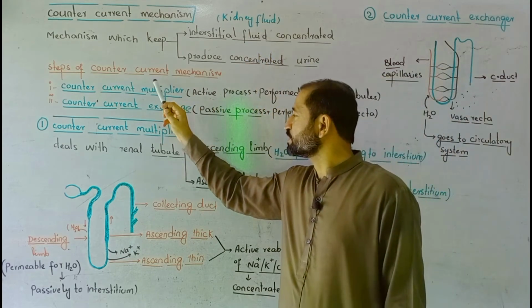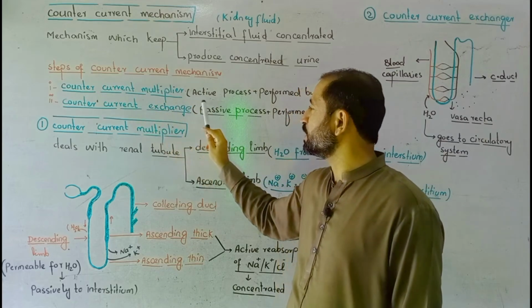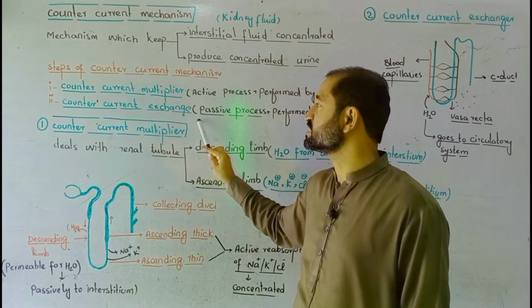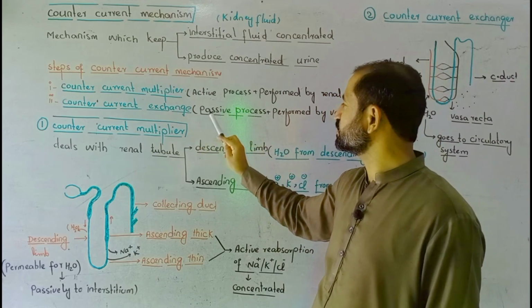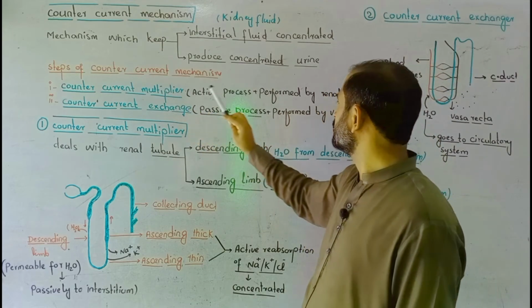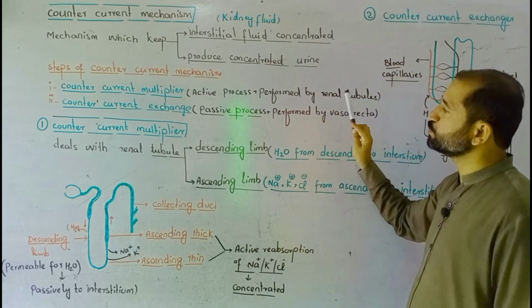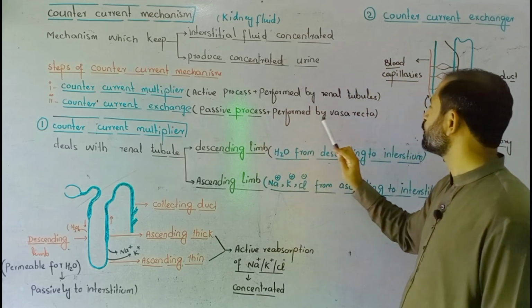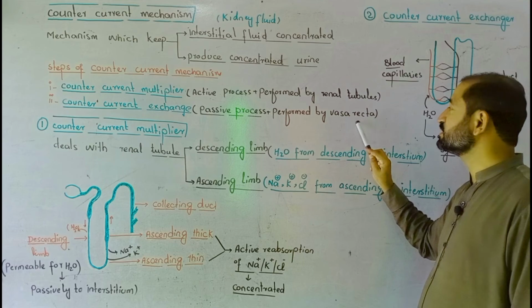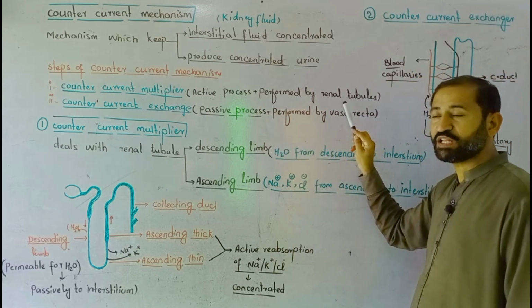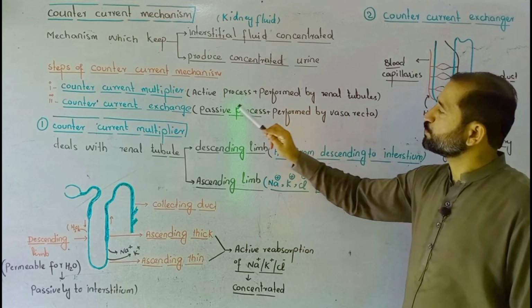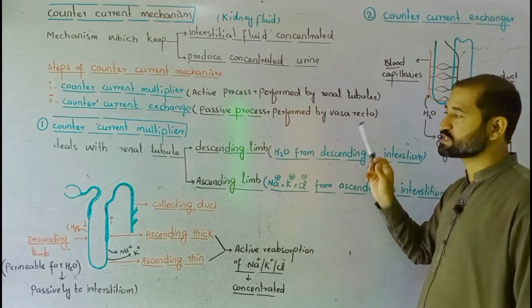There are two steps of it. Number one, countercurrent multiplier, and number two, countercurrent exchanger. Countercurrent multiplier is an active process, whereas exchanger is a passive process. Countercurrent multiplier is performed by the renal tubule, whereas countercurrent exchanger is performed by the vasa recta. Keep in mind that these two are different things. Multiplier deals with the renal tubule, whereas countercurrent exchanger deals with the vasa recta.